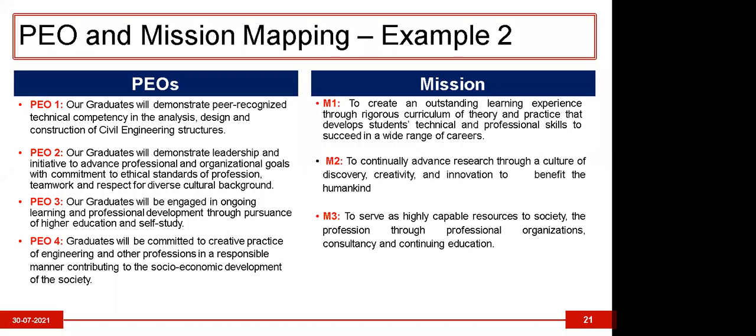This is also moderately met. It is not highly met, it is moderately met. When it comes to PO M3, it is going to have only one slight mapping. Why? It is highly capable of resources to the society. We are not talking about the society here. We are trying to maintain the standards and upkeep the professional ethical values. That's the reason why, though M3 is existing, it has been very lightly mapped with the PEO.